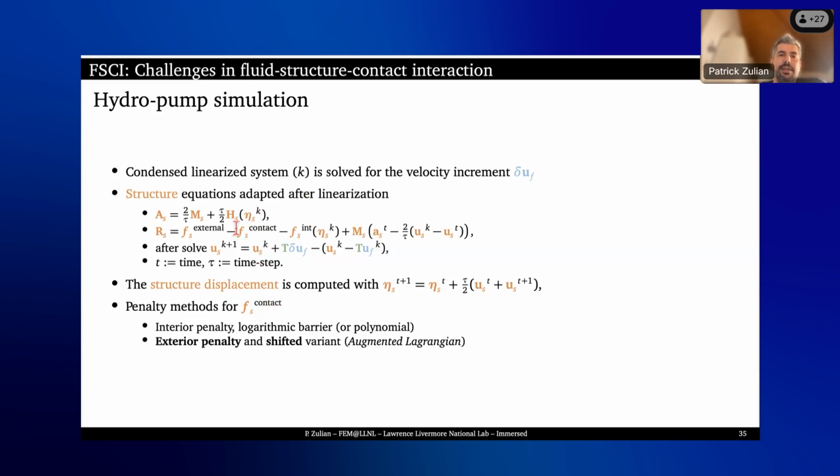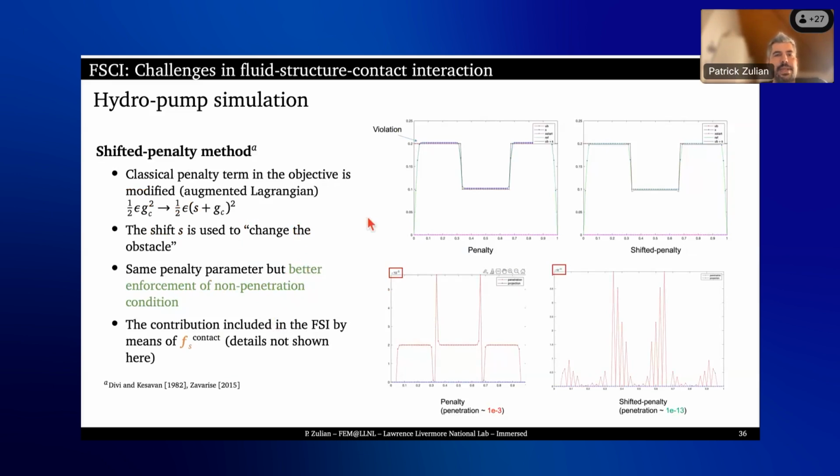The contact is contained inside a force, and it's also contained inside the Hessian, which I probably forgot to put here. We tried different types of penalization. We went from interior penalty, logarithmic barrier, and so on, and we even tried some polynomials. We ended up with exterior penalty and the shifted variant, the so-called shifted penalty method. Why do we use the shifted penalty method? Because we want the ease that comes with a penalty method, but we also want the accuracy that is typically only given by non-smooth technologies.